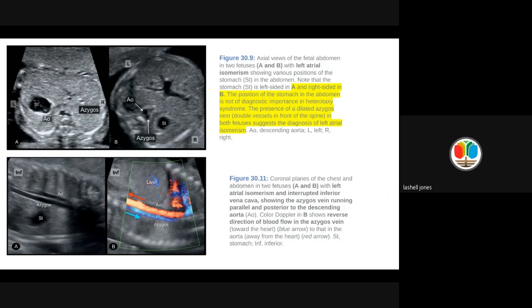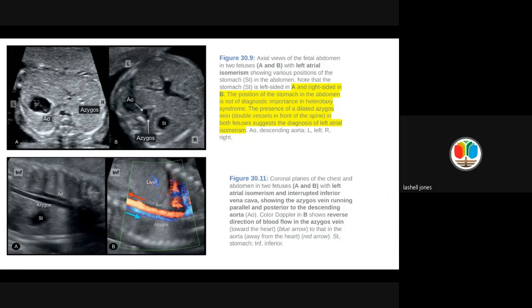The presence of the dilated azygos vein, so you see the double vessels in front of the spine, and both fetuses suggest a diagnosis of left atrial isomerism. So this is something that stands out for that left side. Left atrial isomerism is associated with this azygos vein. And why is that? That's from the interrupted IVC. Okay. The left atrial isomerism and the interrupted IVC, that's where that azygos vein comes into play.